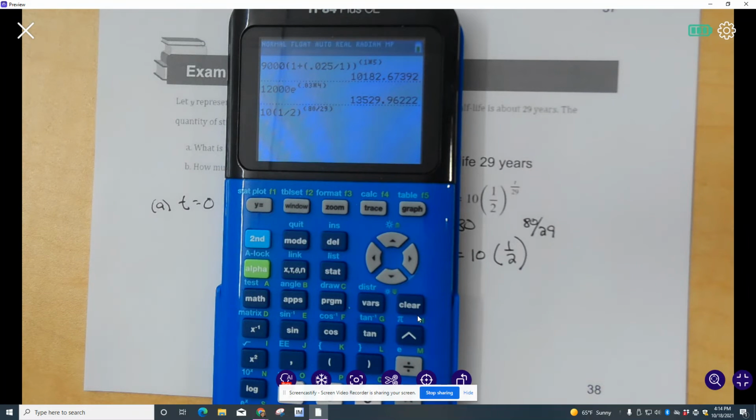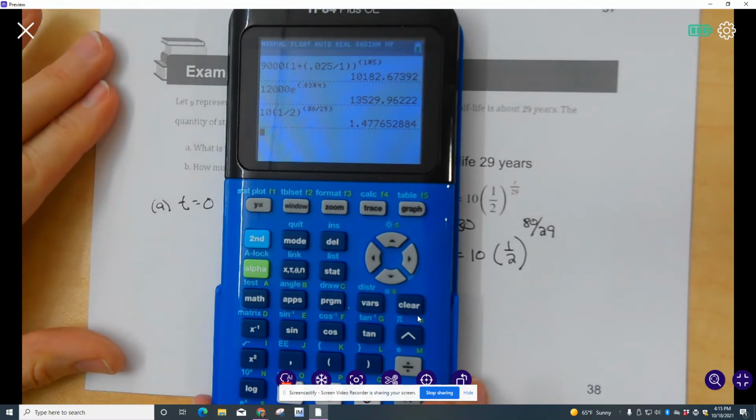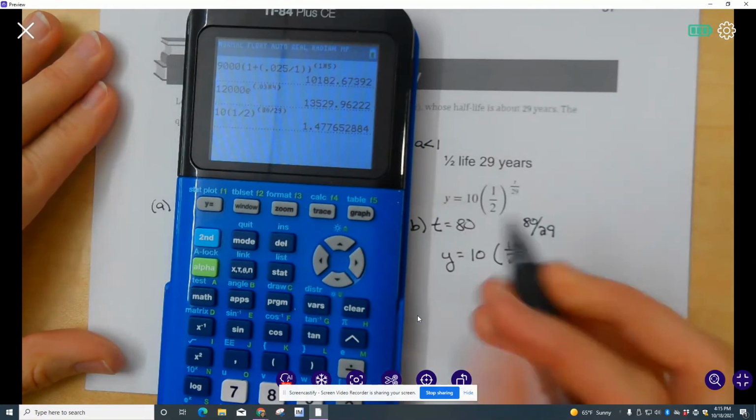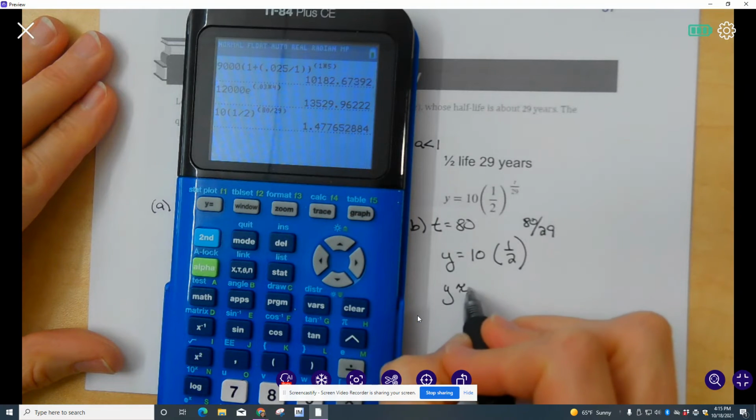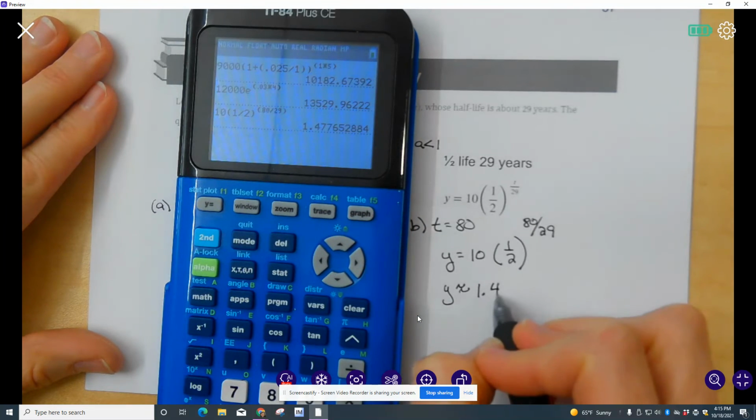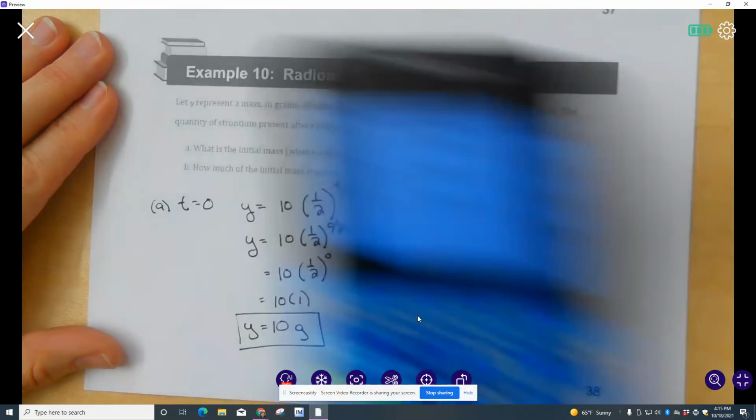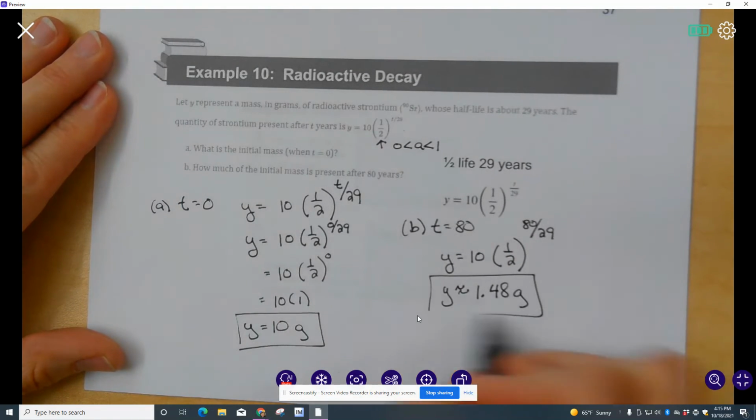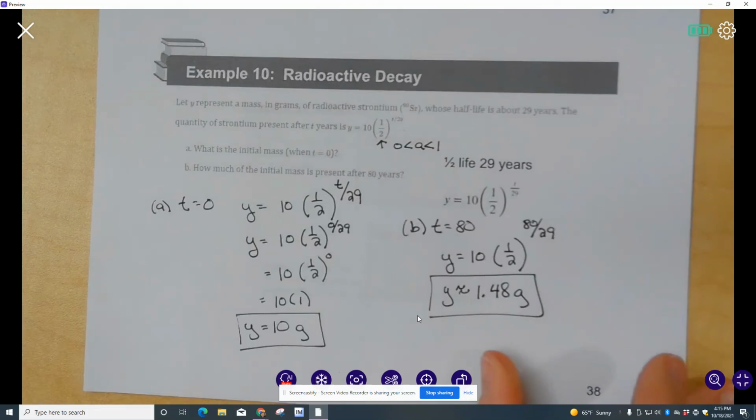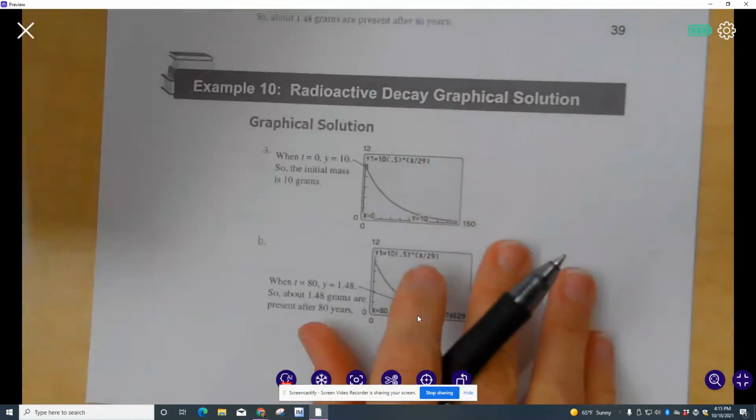Now these are decaying, so my answer should be something less than 10. And it is. It's 1.4777. I'm going to say approximately 1.48 grams. So these are pretty much plug your givens into the formula. Should not be too bad.